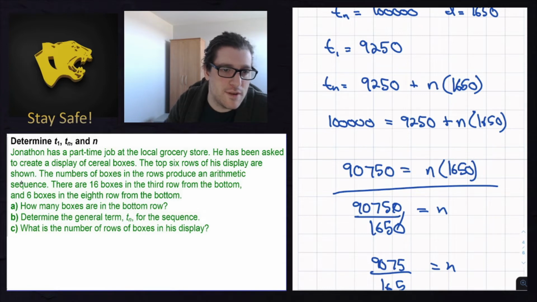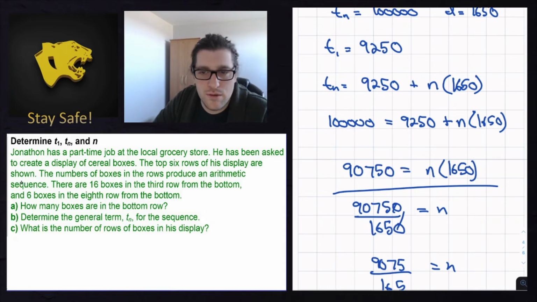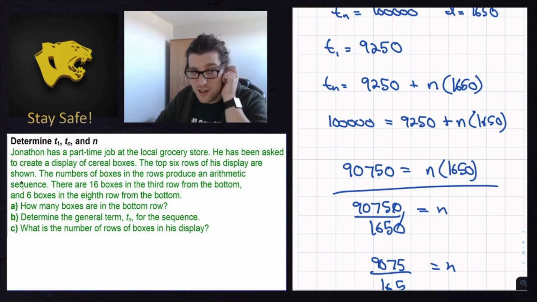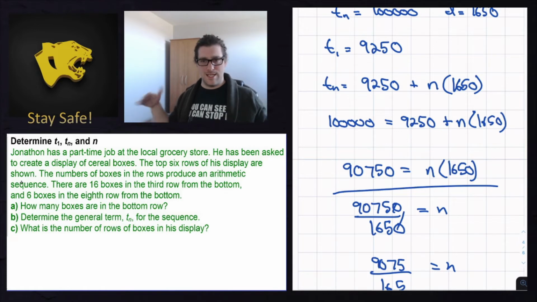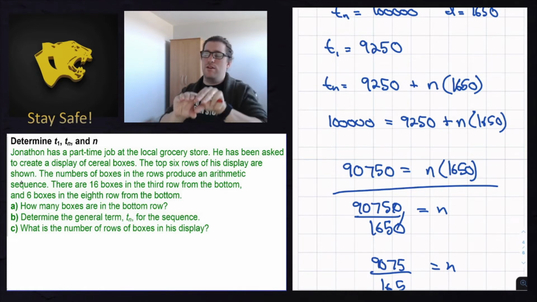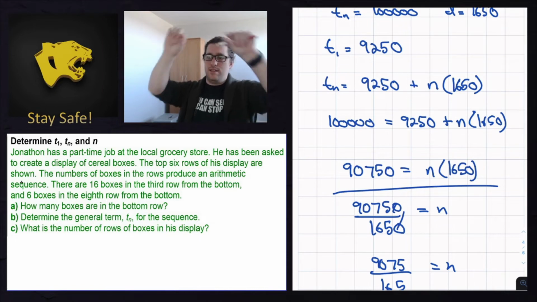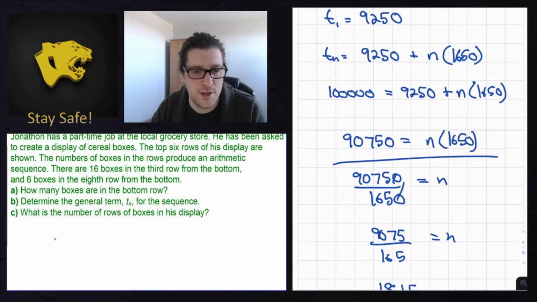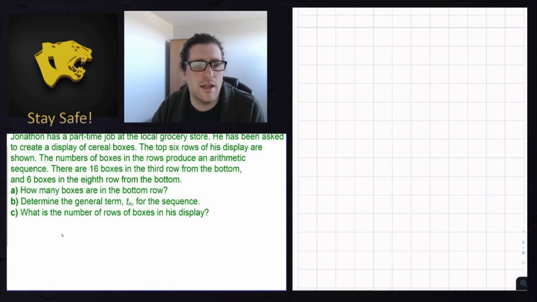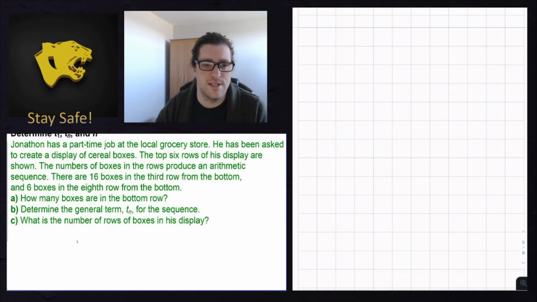All right. Jonathan has a part-time job at the local grocery store. He's been asked to create a display of cereal boxes. The top 6 rows of his display are shown. They are not shown. The number of boxes in the rows produces an arithmetic sequence. There are 16 boxes in the 3rd row from the bottom, 6 boxes in the 8th row from the bottom. So it's a display where the bottom row is the biggest, and then it gets less, and less, and less. It asks how many boxes are in the bottom row, then to determine the general term for the sequence, and what is the number of boxes in his display.